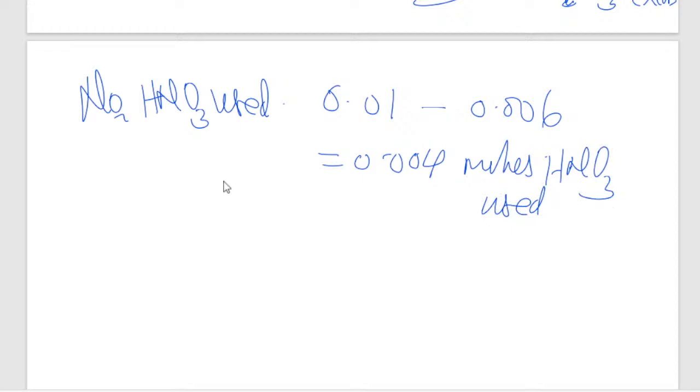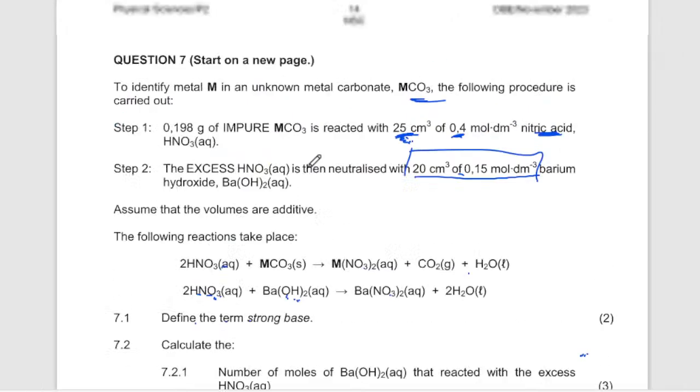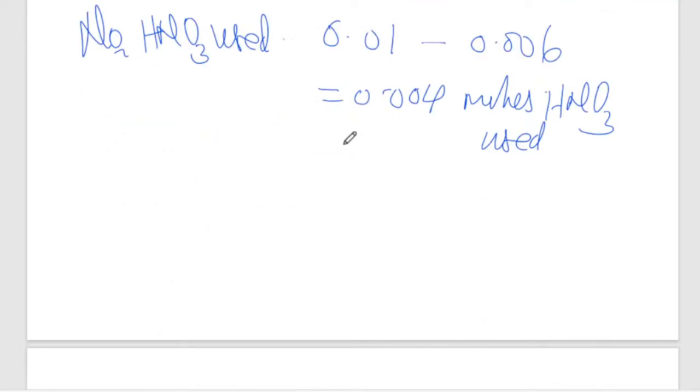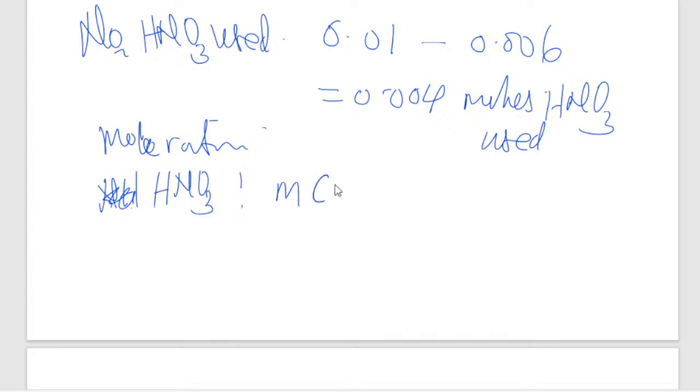So now, since I know the number of moles of nitric acid which got used, check. Now I know the number of moles of nitric acid which got used here. Now I can find the number of moles here, so that now I can use number of moles is equal to mass over molar mass. Yes, so now since I know the number of moles which got used here, let's do the mole ratio again. Mole ratio is equal to nitric acid to M carbonate.